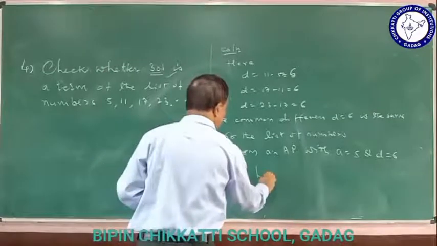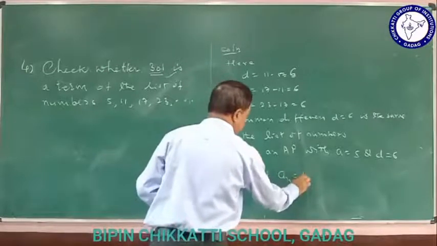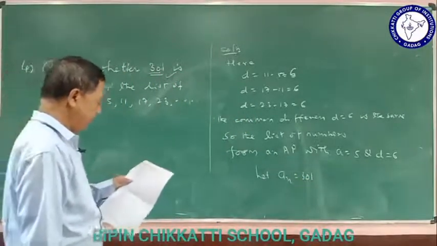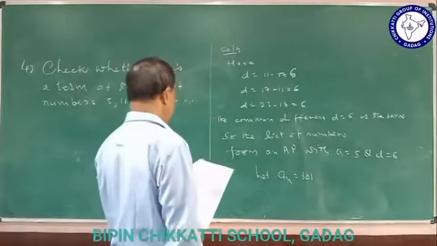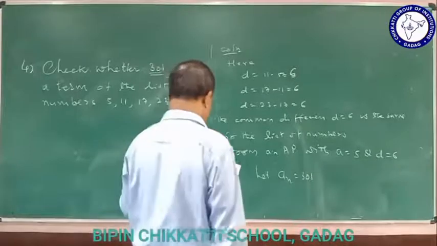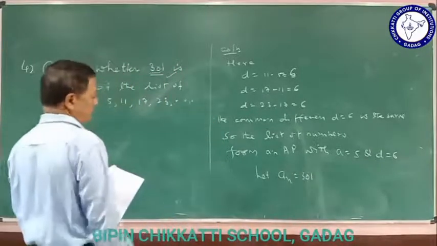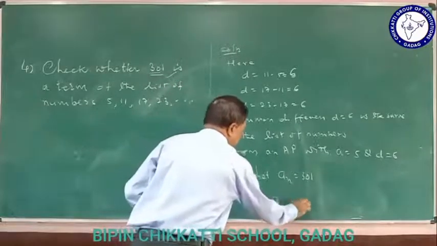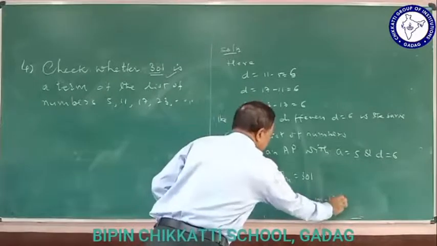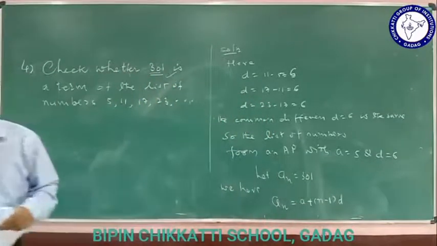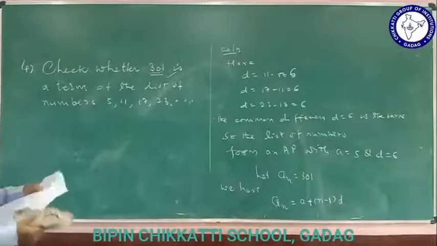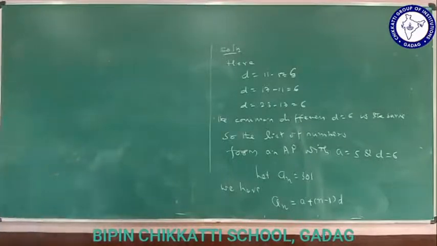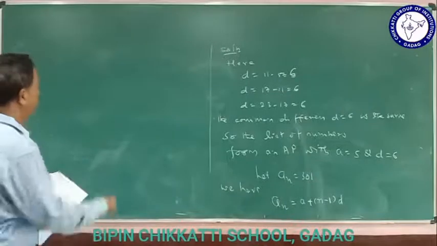Let us see. Let an be equal to 301, the nth term. We have to take this, and later on we have to see whether it is there or not. First of all, we have to see that 301 is the nth term, and so we have to use the formula. The formula is an is equal to a plus n minus 1 into d. Here you substitute all the values, and thereby you can understand the value of n, and accordingly see whether it is there or not. What is an? an is 301.